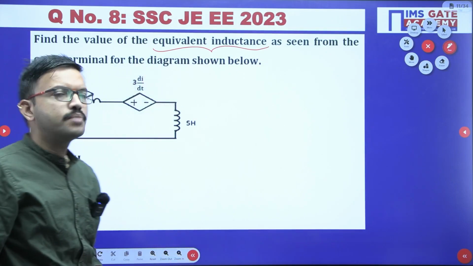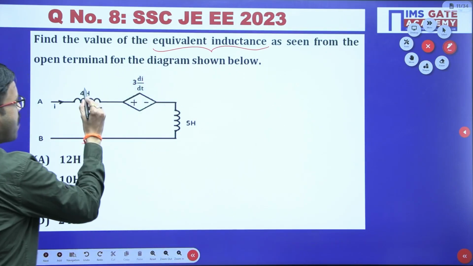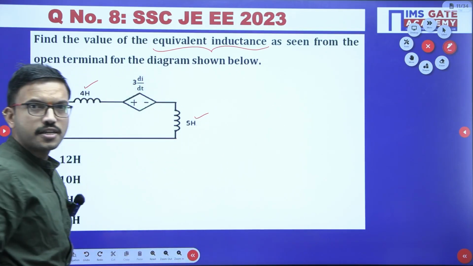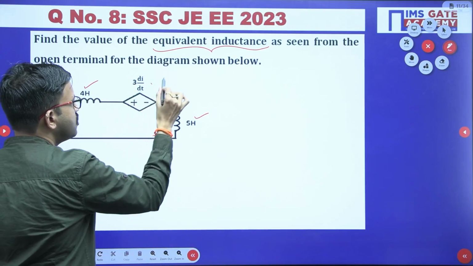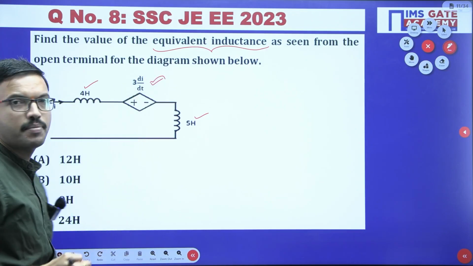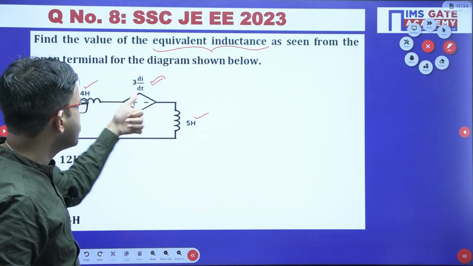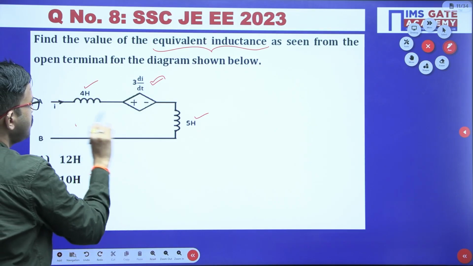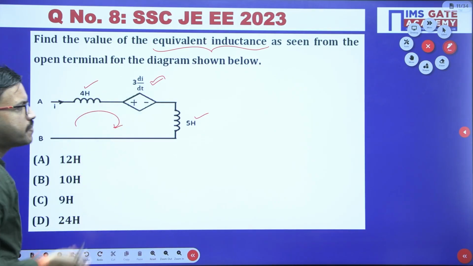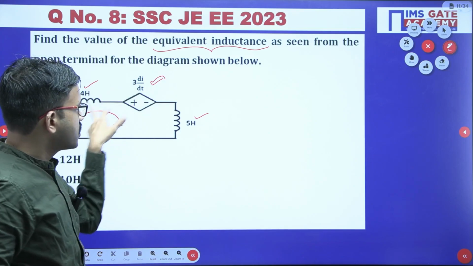But here if you observe, you have two inductors and one voltage source, but that voltage source value is given in terms of dA by dt. The moment they have given it in terms of dA by dt, it is very simple. Just apply KVL around this particular circuit or closed path.